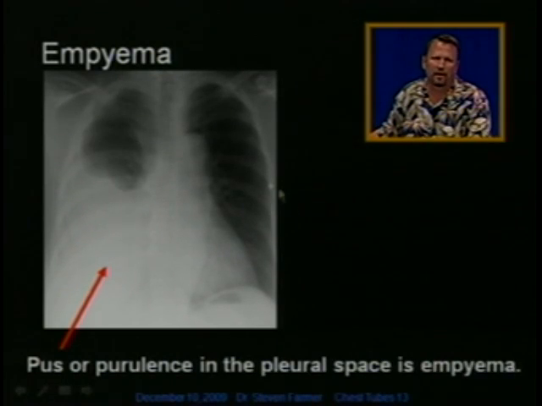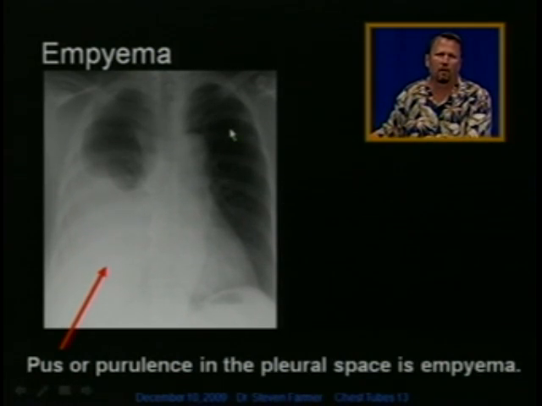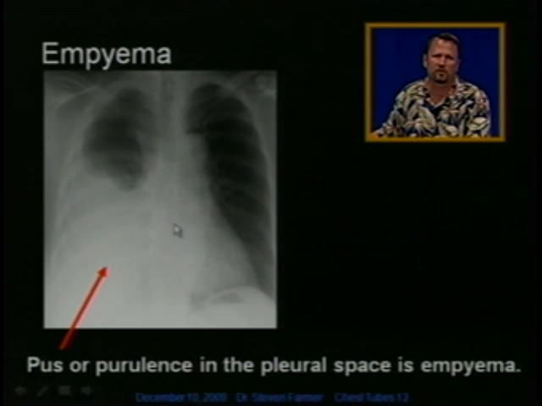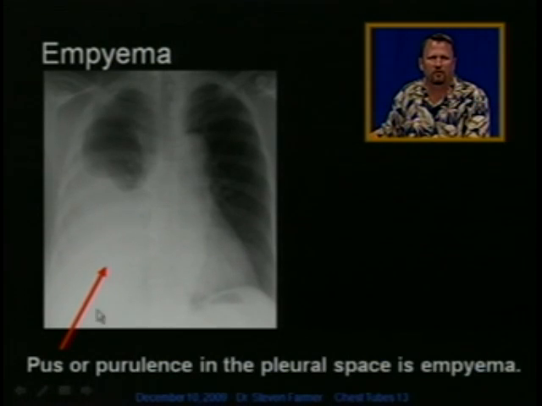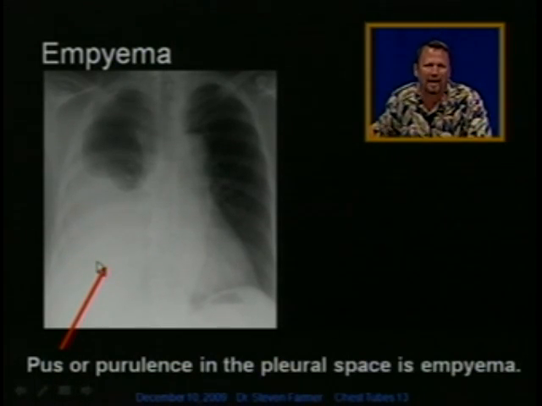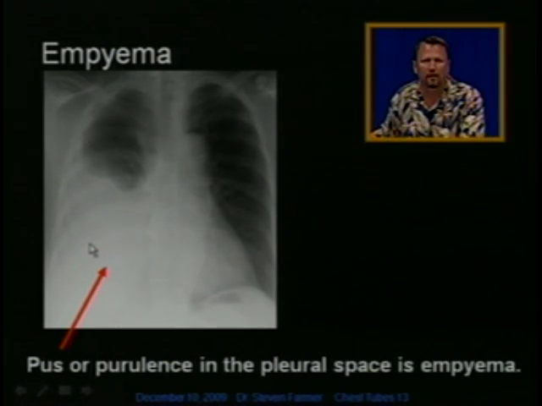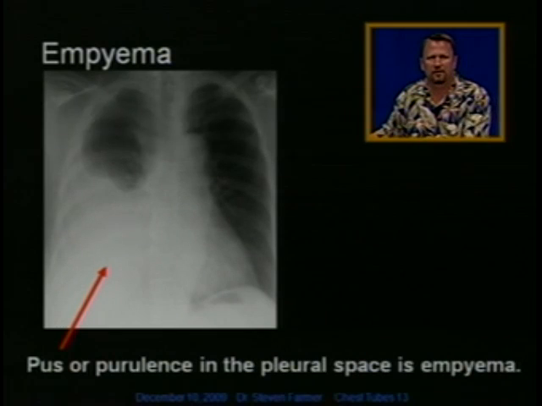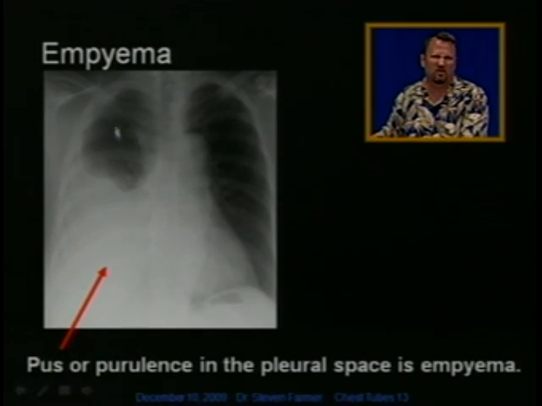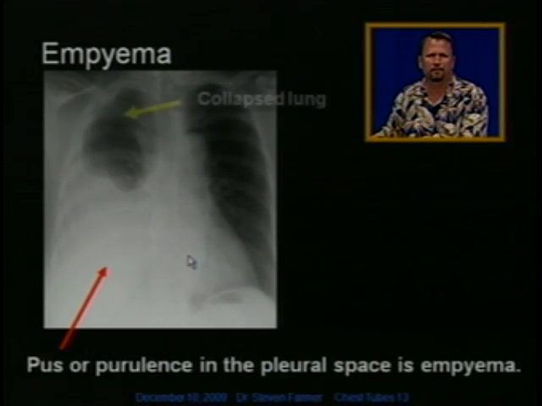Here's a chest x-ray. This is the normal inflated lung. Air is black, stuff is white, and since your lungs are full of air, they turn black on x-ray. We can see the ribs, and we can see the heart. And over here is what's called an empyema. An empyema is pus or purulence in the pleural space. And so this is the purulent fluid collection. This is the collapsed lung.